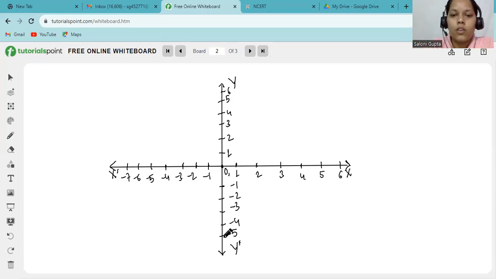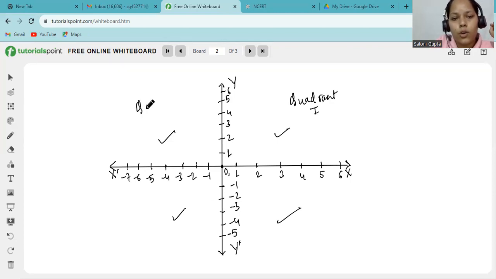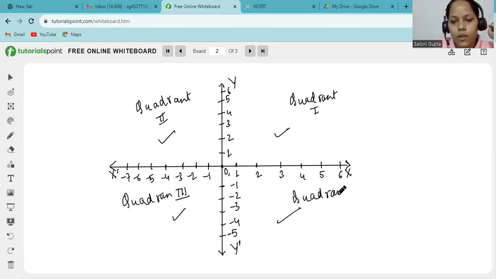Now each division that it has made, these four divisions, are called quadrants. This is called quadrant 1, this is quadrant 2, this is quadrant 3, and this is quadrant 4. So these are the four quadrants you can see.